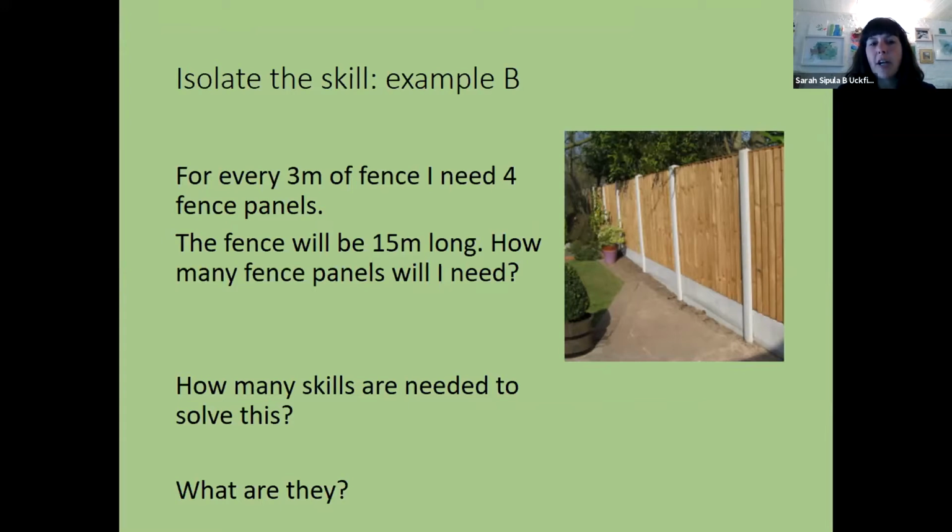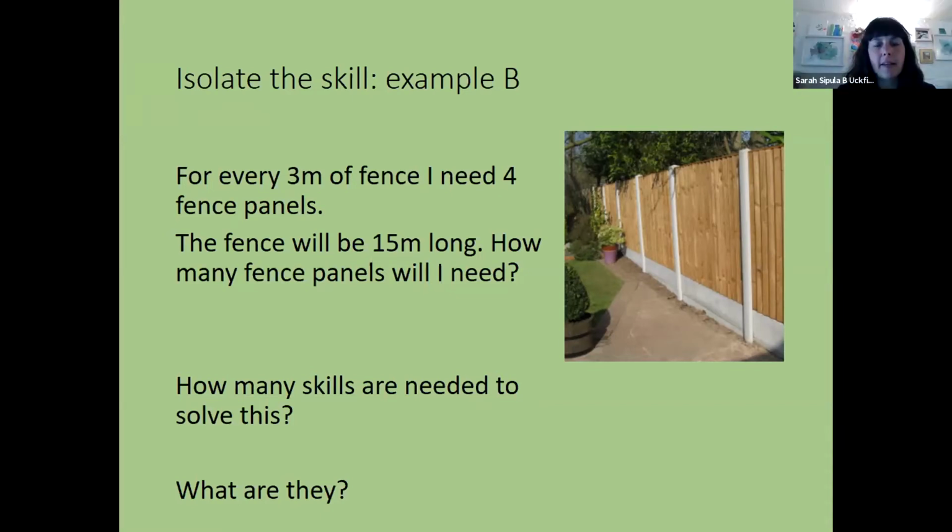What might they need to know? How could you teach them to do this? How might you do it differently with the 7-year-olds to how you might do it with 13-year-olds or 11-year-olds? What concrete apparatus might you use? All of those things can be considered really when you're trying to isolate the skill. Getting quite a bit in the chat now, Sarah. Do you want to hear some of the chat yet?